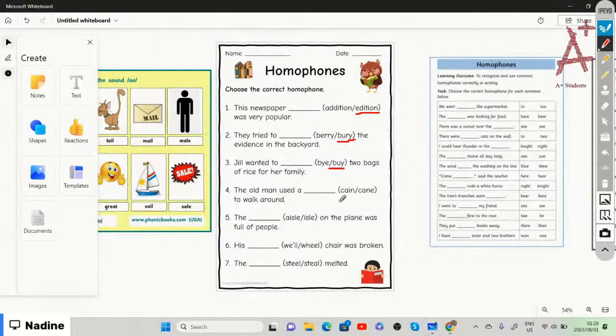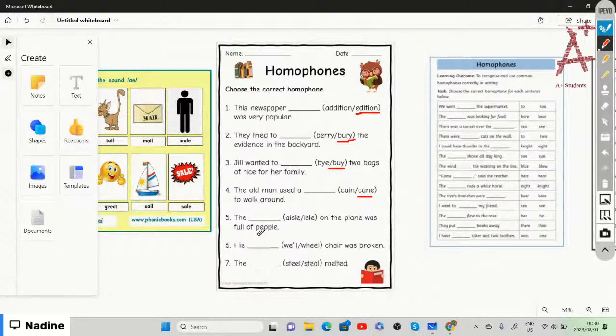The old man used a cane to walk around. A cane to walk around. We need to choose the correct word between Cain or cane, which is cane. So we need to choose the correct word that completes the sentence. The old man used a cane. All right, so if we choose the correct word, which is a cane, we will choose the second option, right? The second option, which is cane.